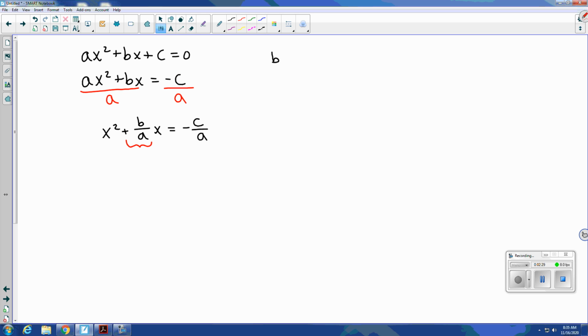So off to the side, our current b term is now b over a, and if we divide it by 2, and then square it, what do we get there? Well, dividing by 2 is the same thing as multiplying by 1/2. And in general, dividing by anything and multiplying by reciprocals are the same operation. So if I divide by 2, that is the same as multiplying by 1/2.